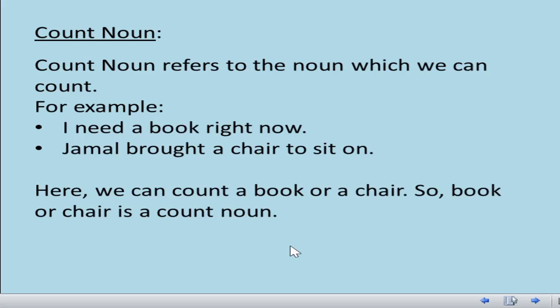You can identify whether a noun is a count or non-count noun by giving a or an before it. We can justify whether it is a count noun or non-count noun. If we can use a or an before a noun, it will be a count noun. If we can't use a or an before a noun, it will be a non-count noun.